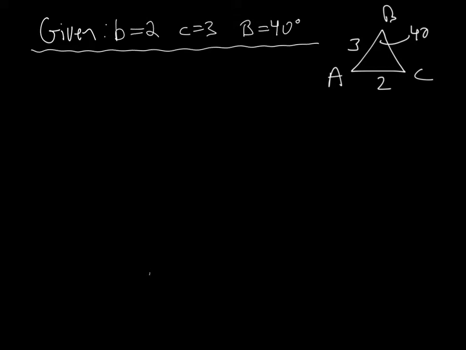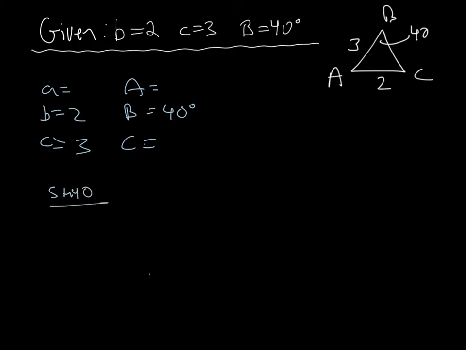Okay, so we start off the same way as normal, so I'm going to make my little chart here. A equals, B equals, C equals, and then A equals, B equals, C equals. So I'll fill this in. We got 2 and 3, and then 40 degrees. So I can see right away that I'm going to be using law of sines with B and C. So I'll set up sine of 40 over 2 equals sine of C over 3.